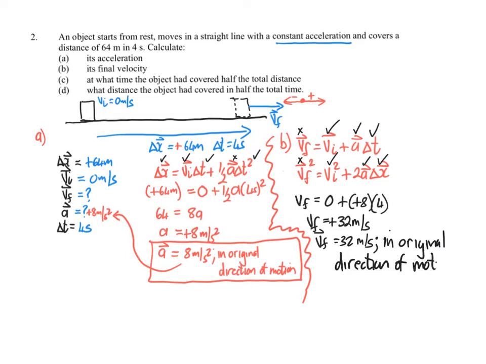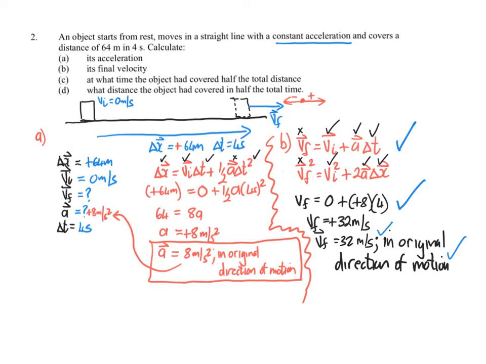Now, let's just look at the way we assign marks. So there would be a mark assigned for the equation, a mark assigned for the substitution, a mark assigned for the magnitude, and then a mark assigned for the direction.